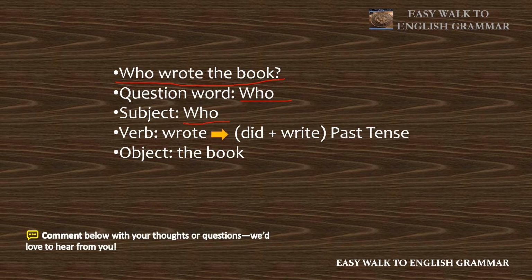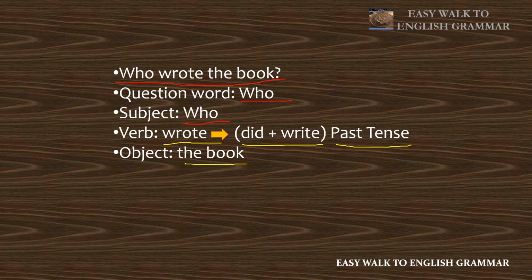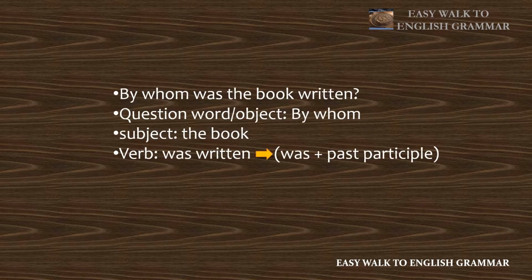The verb is wrote. When we break down the verb, we get did plus write. And you know that it's in the past tense. Hope you'll remember to retain the same tense of the active voice in the passive voice also, and the object is the book. The passive voice of this sentence is by whom the book was written.